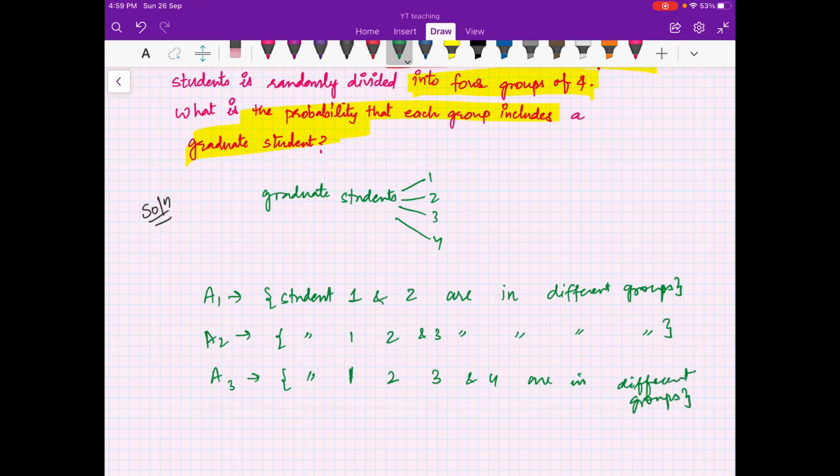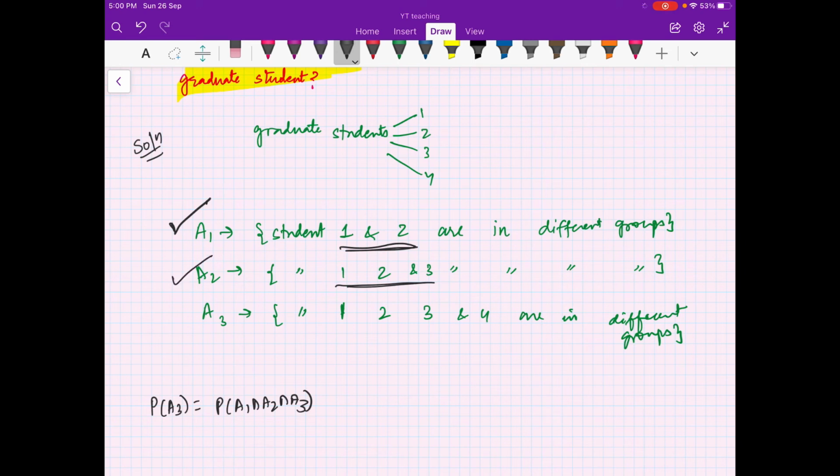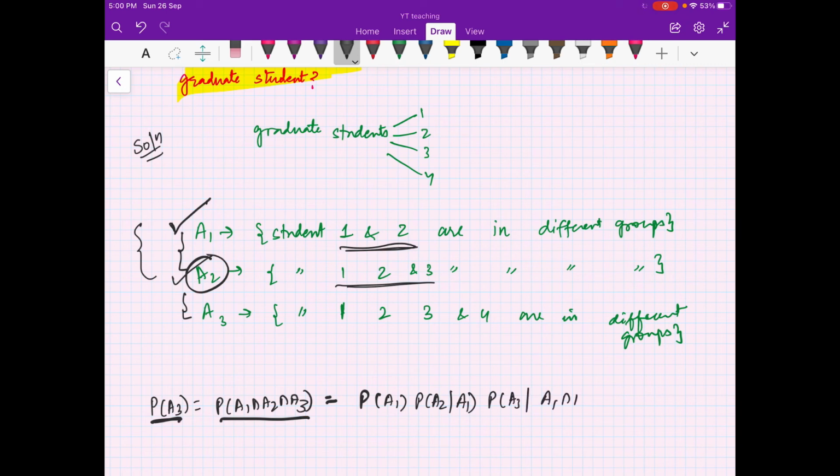Right, so we are interested in basically the probability of A3, which is the same as the probability of A1 intersection A2 intersection A3. Can you see this? Because A1 is that students 1 and 2 have to be in different groups, and students 1, 2, 3 have to be in different groups. So if you take the intersection of A1 and A2, you'll get A2. And then if you take the intersection of A1, A2 with A3, you'll get A3. So the probability of A3 is the same as the probability of A1 intersection A2 intersection A3, and this is the same as the probability of A1 times the probability of A2 given A1 times the probability of A3 given A1 intersection A2.